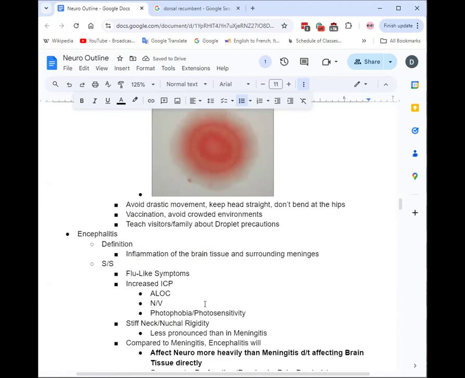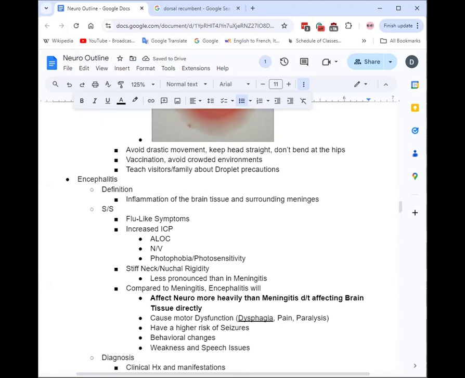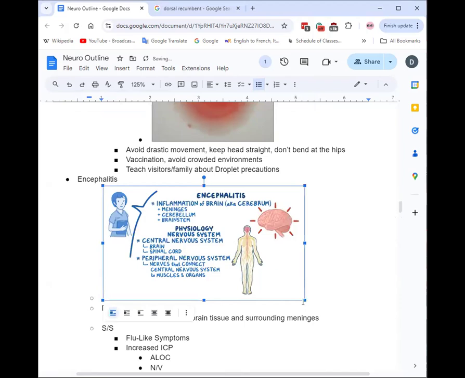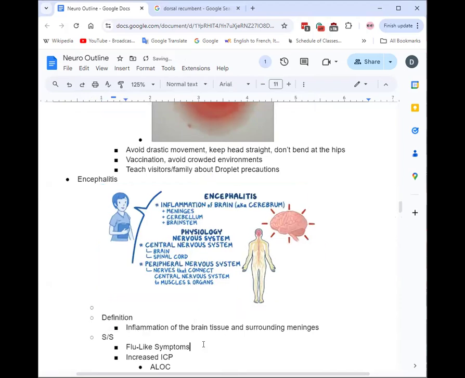All right. Any questions on this? See if I can get a good picture. I like this picture. Inflammation of the brain.